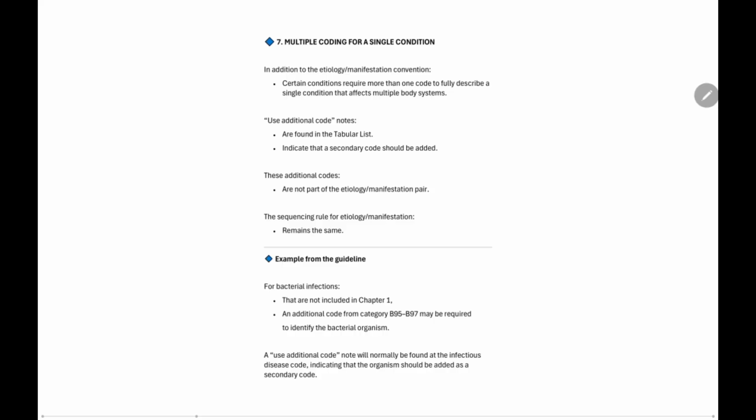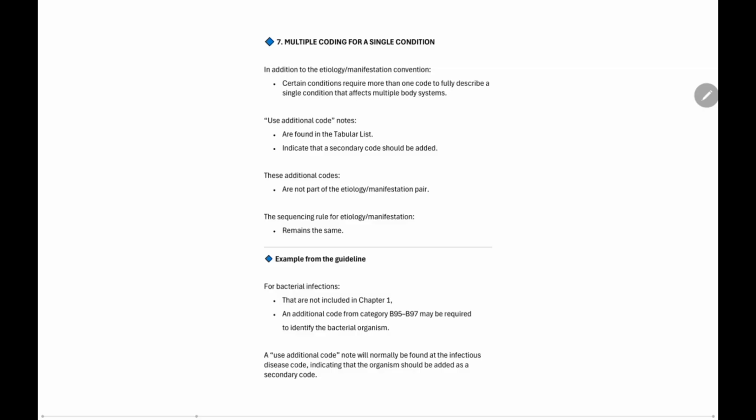So next, multiple coding for a single condition. In addition to etiology or manifestation, guys, if you are a medical student, you will understand that a clinical feature is nothing but signs and symptoms, both, okay. Like redness, if anybody is having infection, they have redness, warmth, and pus formation. If it is an open wound, there is pus formation. These are all clinical features, like manifestations coming from the main condition, okay.